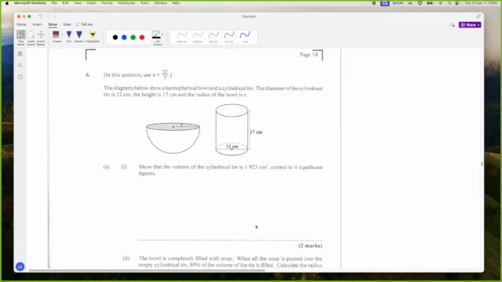The diagram below shows a hemispherical bowl. Why didn't they just say a bowl? I guess they wanted you to know that it's exactly half of a sphere. That's why they say hemispherical, right? And a cylindrical tin. The diameter of the cylindrical tin is 12, I see in that. The height is 17, and the radius of the bowl is R.